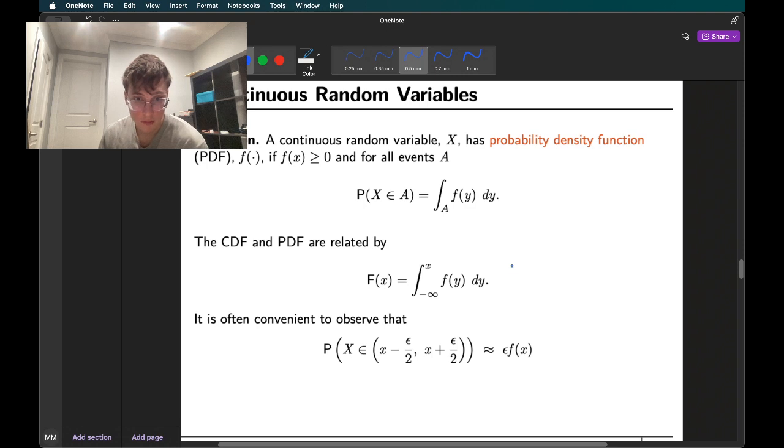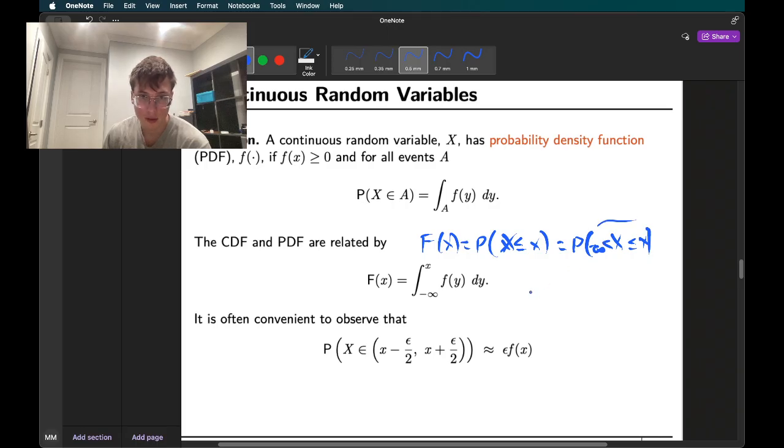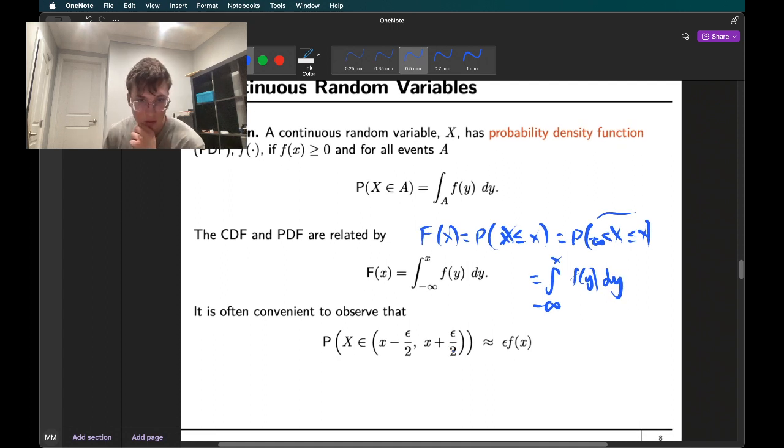So he went over the definition. So the F of x, what is the definition of F of x? It's the probability that the random variable x is less than or equal to x. And then this is equal to the probability that x is greater than negative infinity and less than or equal to x. And then by definition, this set is A. So then we get an integral from negative infinity to x of f of y dy. So then, it is often convenient to observe that.